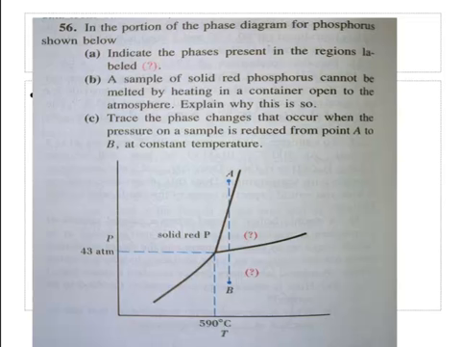And here we go. Indicate the phases present in the region labeled. Okay, so again, hopefully you'll look for the butt crack. There's the butt crack, right? So here's gas, here's liquid, here's solid. B says a sample of solid red phosphorus cannot be melted by heating the container open to the atmosphere. Explain why this is so.